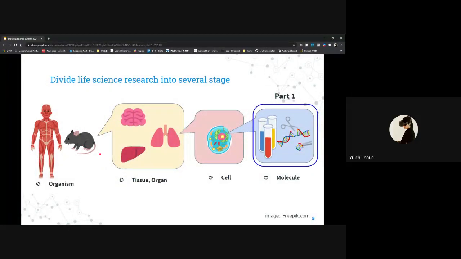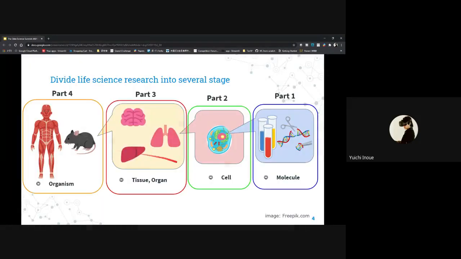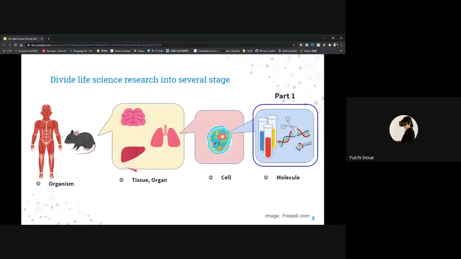Today, I will show you a few studies where data science is used at each level. The first two are from a Kaggle competition, and the other two are close to what I usually do in my research. Okay, let's begin with the molecular level.